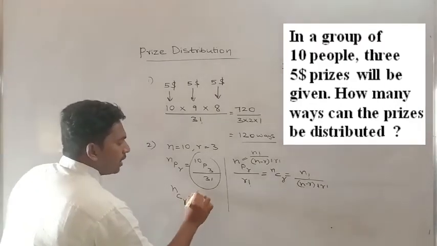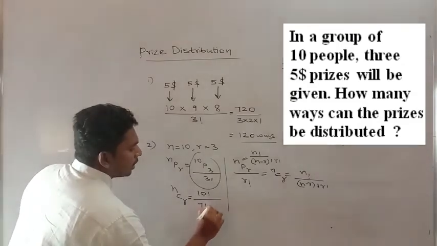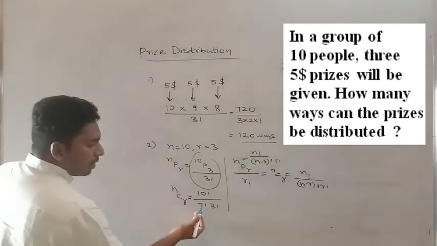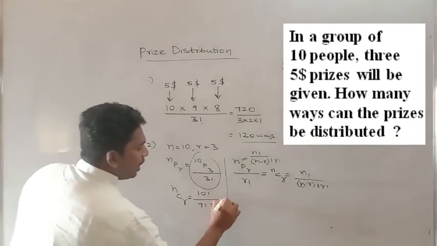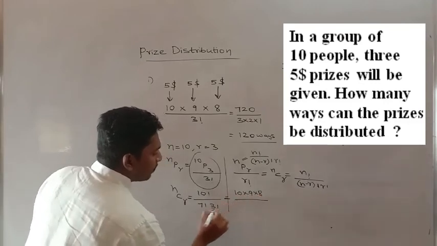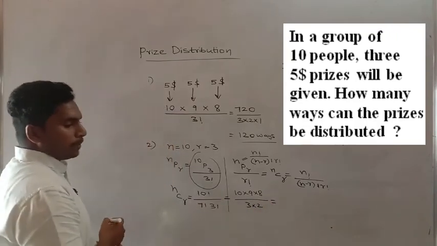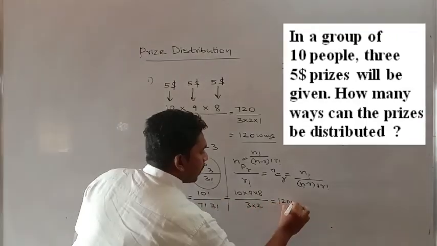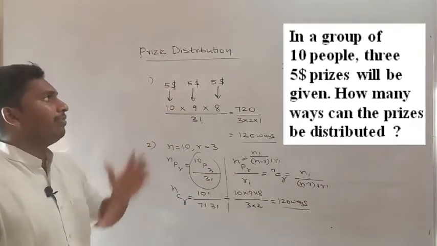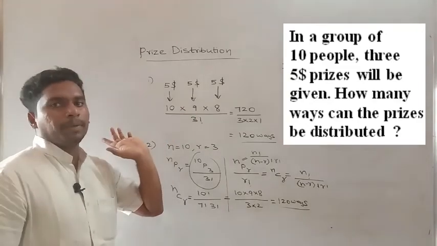So that is 10 factorial by 10 minus 3 factorial, that is 7 factorial, into r factorial. r is 3 here. Now if you cancel the 7 factorial, it will be 10 into 9 into 8 by 3 factorial, 3 into 2, and this will be again 120. There are 120 ways you can give the given 3 equal prizes to 10 people.